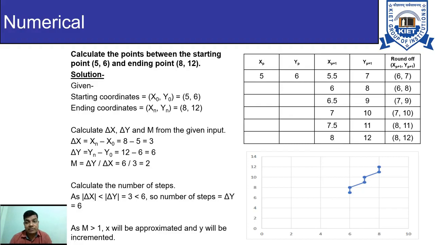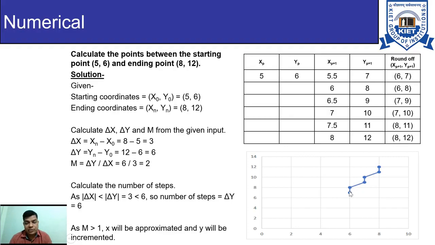In the next step I am rounding all these values. So 5.5 becomes 6, 6.5 becomes 7, 7.5 becomes 8, and finally I am plotting all those values: starting from (5,6), the next value is (6,7), then (6,8), (7,9), (7,10), (8,11), (8,12).